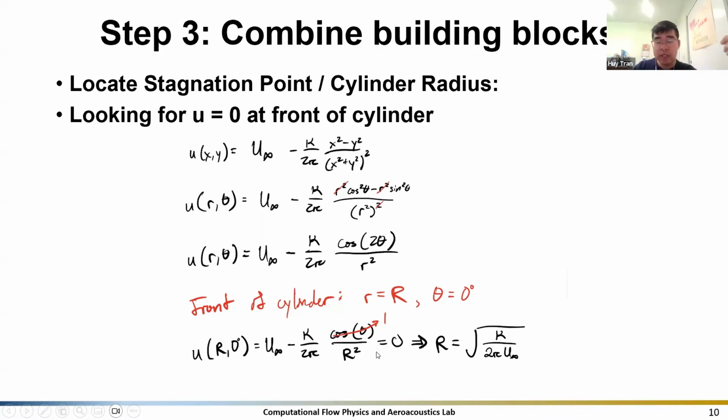Now we're going to reverse this and solve for r. r equals the square root of kappa divided by 2 pi times the free stream velocity. So as you see, based on our inputs, which are the strength of the doublet and the strength of the free stream in your flow field, these two parameters are important because they're what's being used to calculate r, which is the radius of your cylinder. So this is the equation for the radius of the cylinder right there.